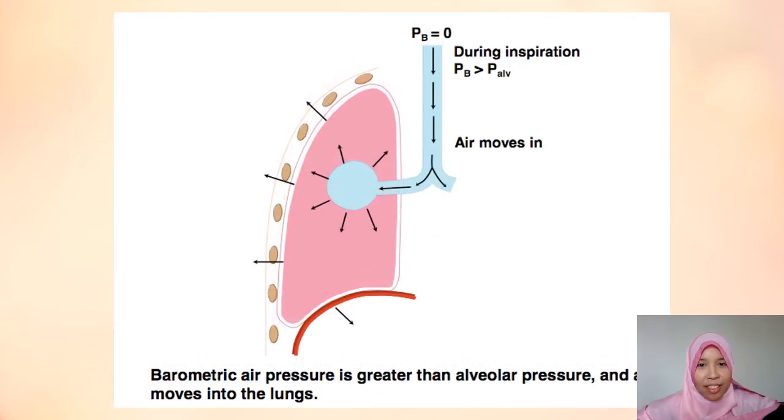So now you're looking at during inspiration. Remember just now there was an increase in the volume of the thoracic cavity, right? Volume increases, pressure decreases, so air starts flowing in. Air only moves when there's a pressure gradient, right? And now the gradient is that the air outside is in a higher concentration compared to the inside, so the air will move from outside to the inside. So this is during inspiration.